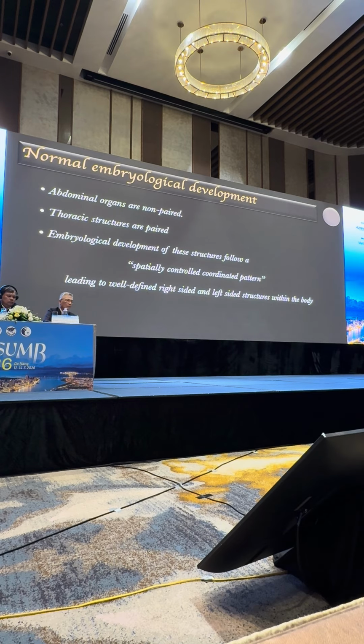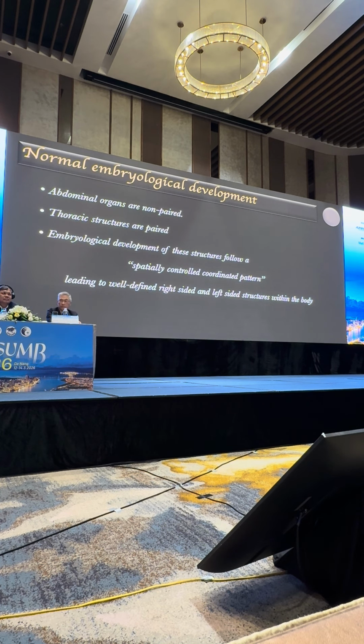Now, coming to the basic understanding of embryological development, we all know that the abdominal organs are non-paired, because we have only one liver, one stomach, one spleen, one aorta as well as one inferior vena cava. Whereas the thoracic structures are always paired. This is one understanding that we need to get very clear about, which will help us in understanding the maldevelopment and malalignment of these structures.